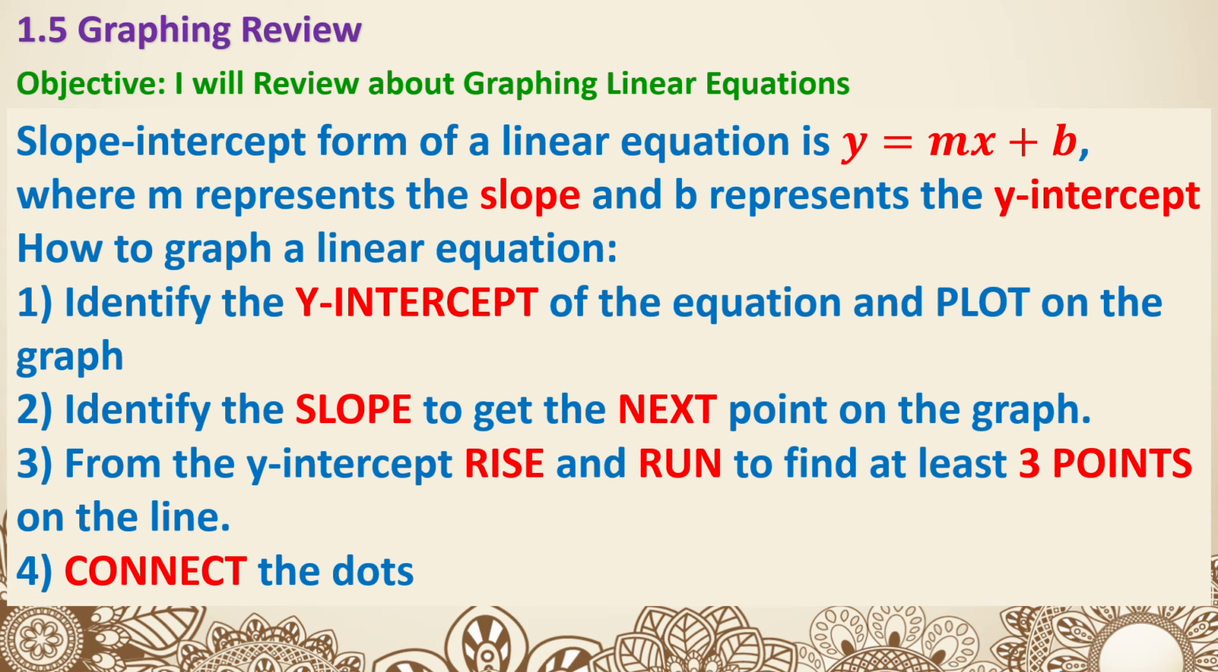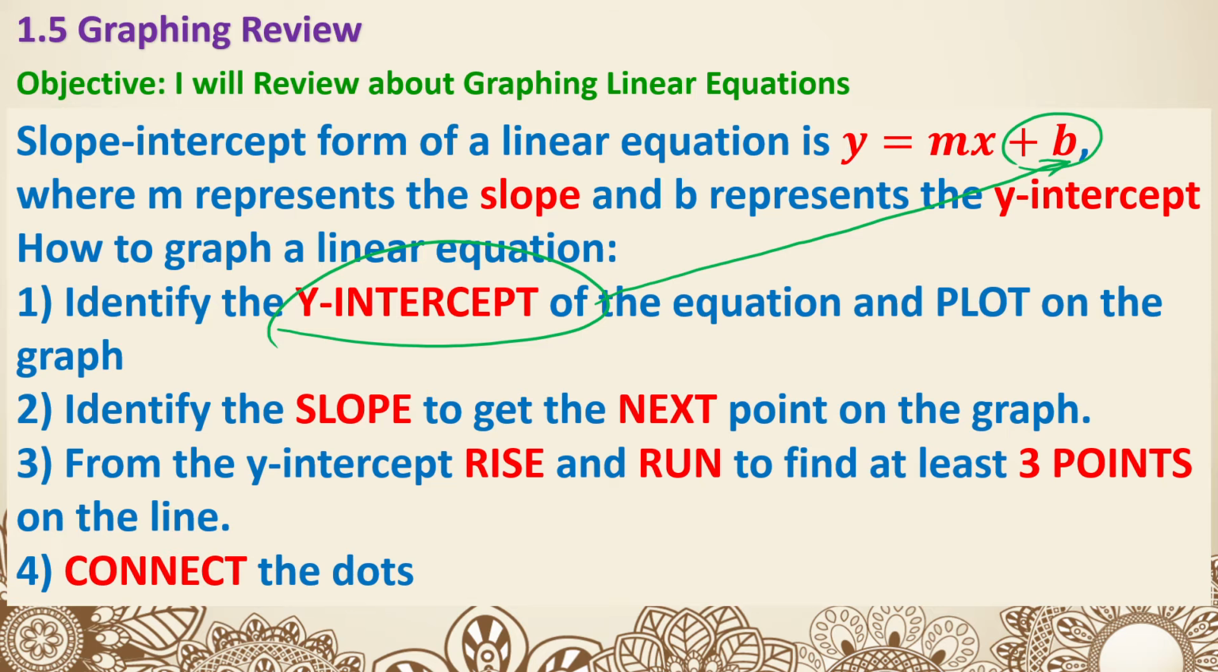Here's the process. Slope-intercept form of the linear equation is y equals mx plus b, and we always start from that form because that form is the easiest to graph. M represents the slope and the y-intercept is the b. Our first step is always to identify the y-intercept, which is the b, because that would typically give us a point on the y-axis.